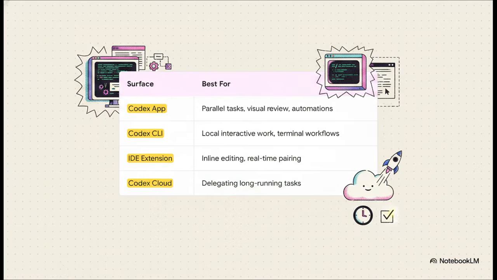So you've got options. For those big, complex jobs where you're running lots of tasks in parallel and need to visually review the results, there's a dedicated Codex app. If you're a terminal junkie who lives on the command line, the CLI is going to feel right at home. For quick edits and tight collaboration right inside your code, you've got the IDE extension. And for those huge, long-running tasks, you can just use Codex Cloud. It's like a fire and forget mode, where you delegate the job and let it run.